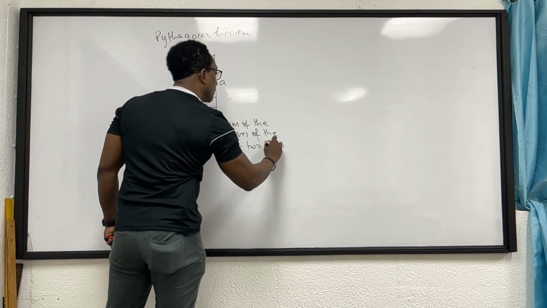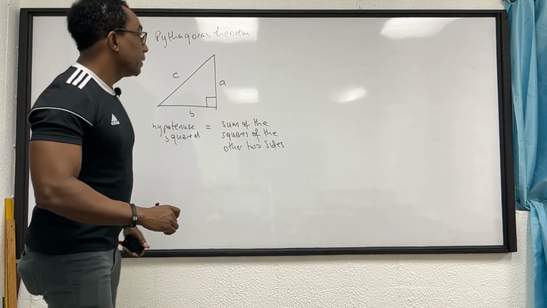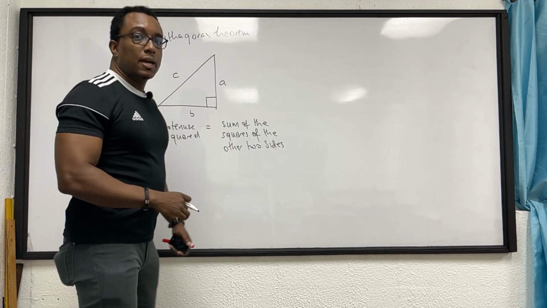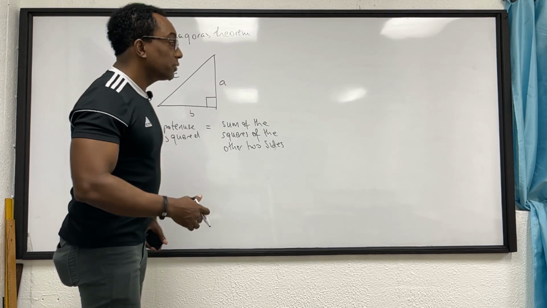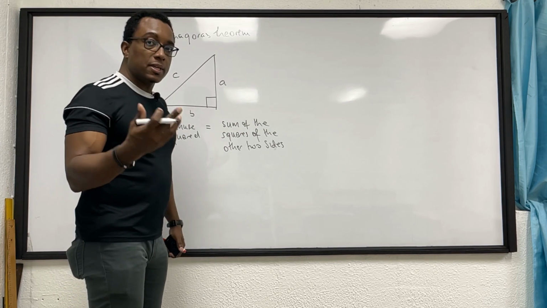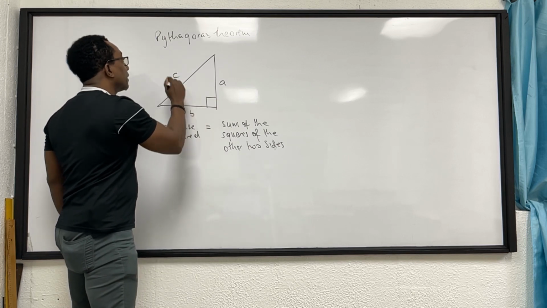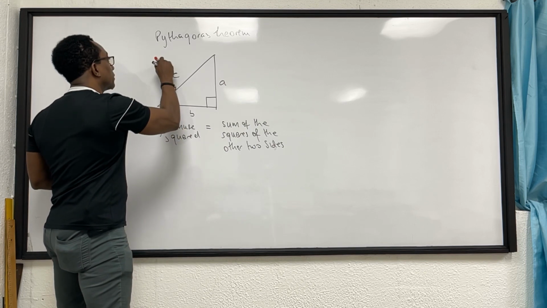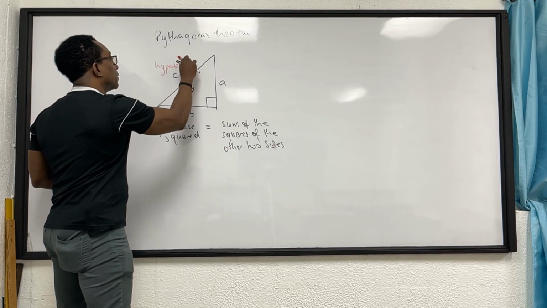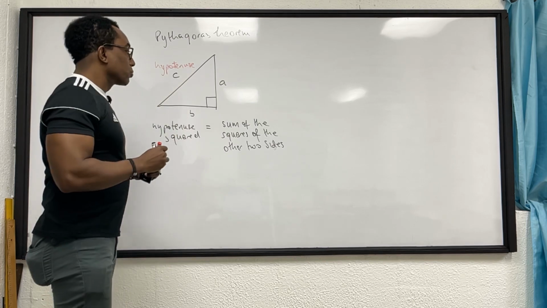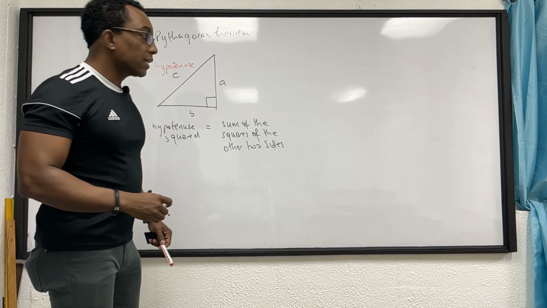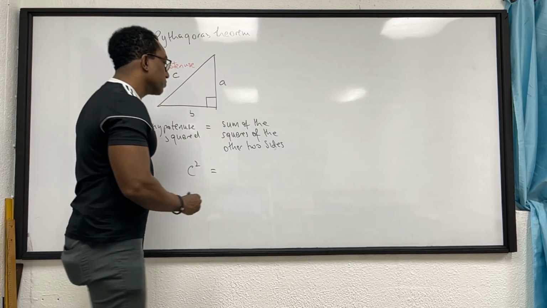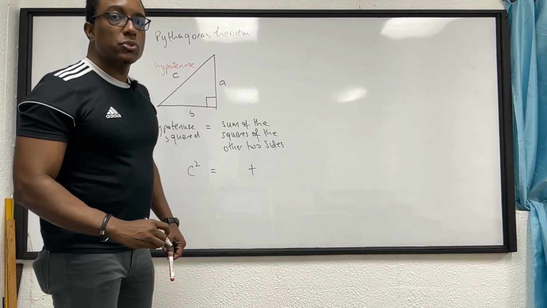Bearing in mind that the hypotenuse is always understood as the side opposite the right angle. It is also the longest side of that right angle triangle, but we recognize it easily as the side opposite the right angle. So we know side C here will be our hypotenuse. So we can easily create an equation from this. Our hypotenuse squared, that's C squared, is equal to the sum, addition, of the squares of the other two sides.